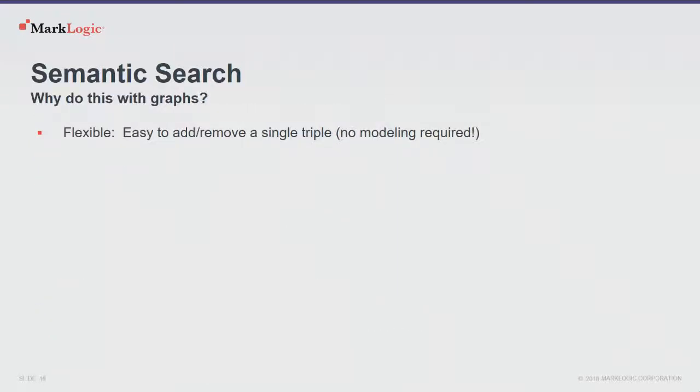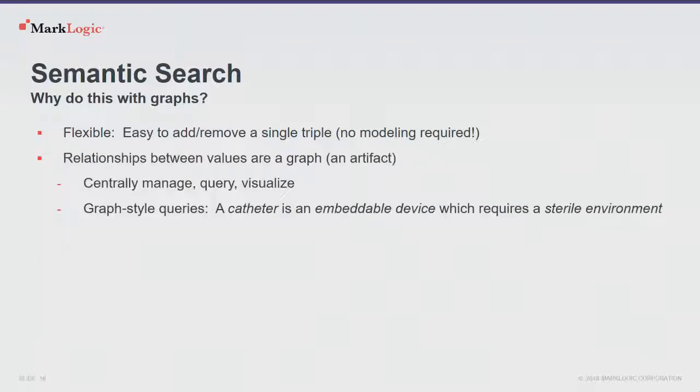So why do this with graphs? And people ask me this all the time. Why should I care about semantics? Why do it with a graph? Well, it's flexible. It's very easy to add or remove a single triple, a single variant. The relationships between values form a graph. So as we saw with a catheter, implantable device, sterile environment. So you want to model them that way, you want to query them that way.